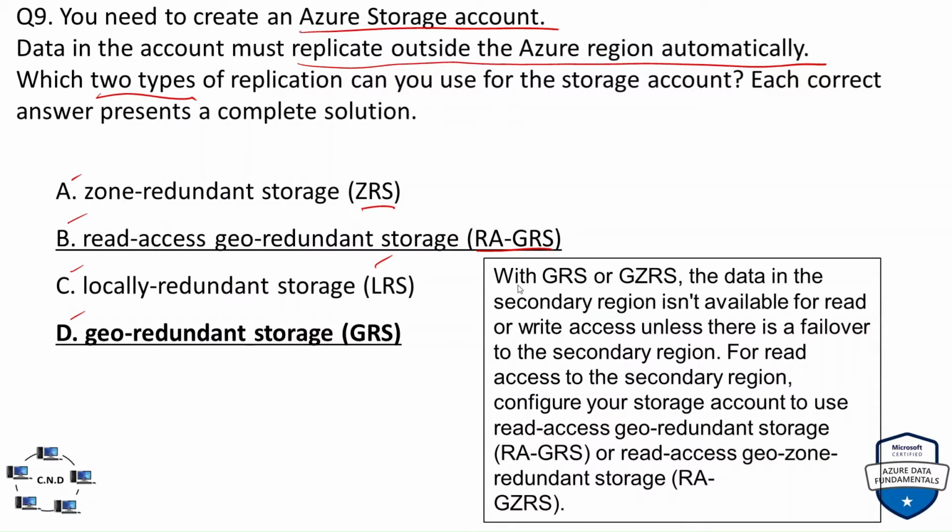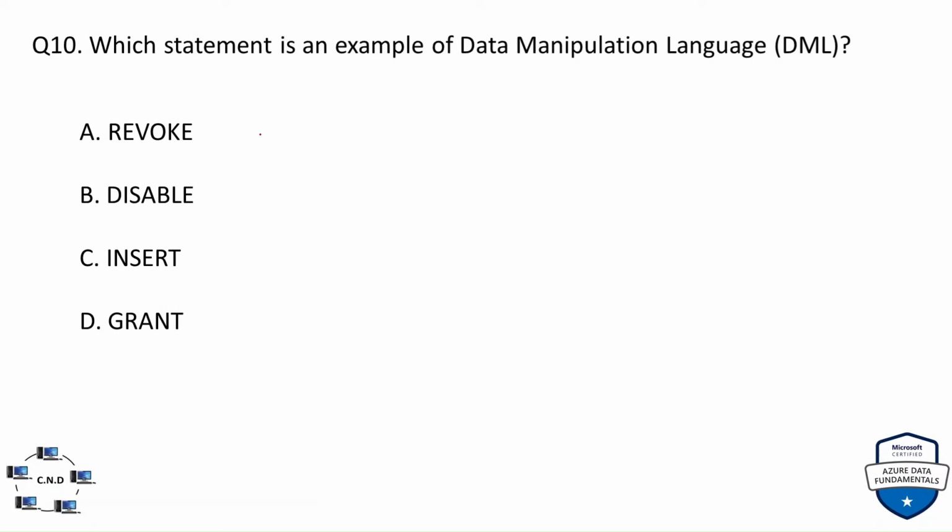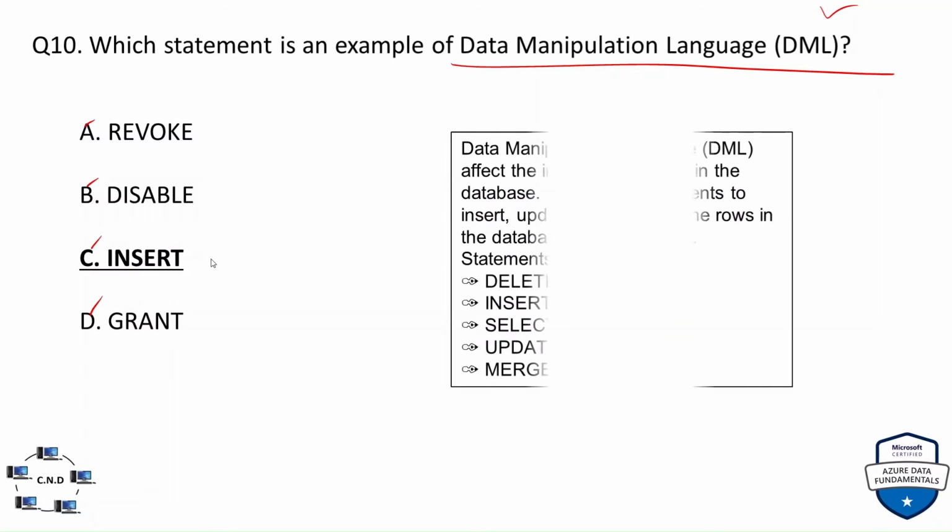So this is the description of these two correct options. You can pause the video and read the description if you like. Question number 10: which statement is an example of data manipulation language, that is DML? The options are A, revoke, B, disable, C, insert, and D, grant. And the correct option is insert.